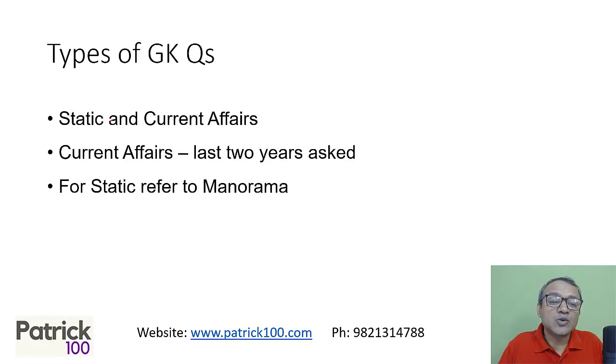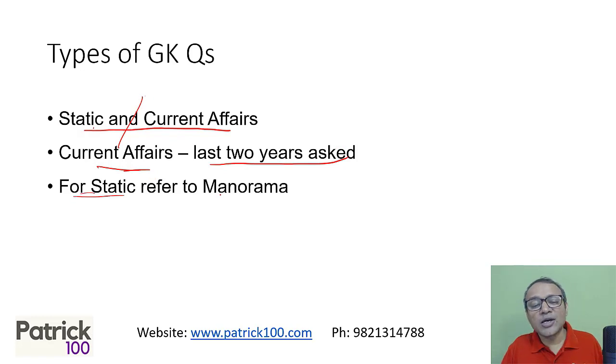Type of GK questions: you have static and current affairs normally. Static is what happened in the past. Current is what is happening right now. For current affairs, looking at the last 2 years is sufficient to prepare. For static, you can refer to Manorama. Exactly how to prepare for GK and what to do, we have a separate video for that.